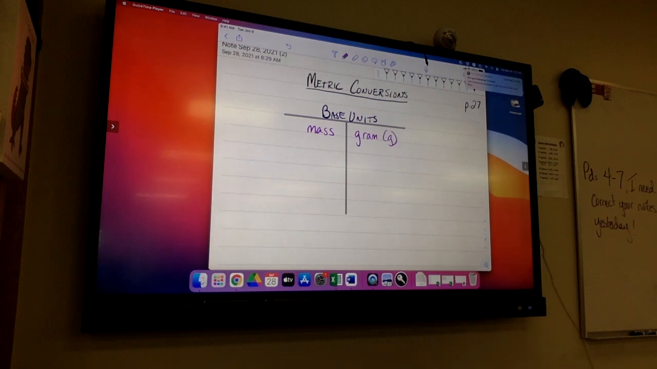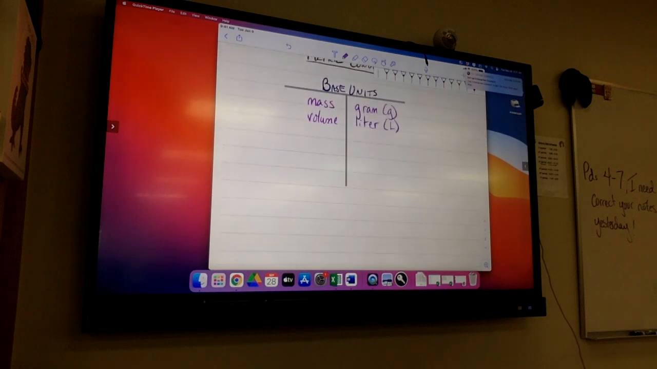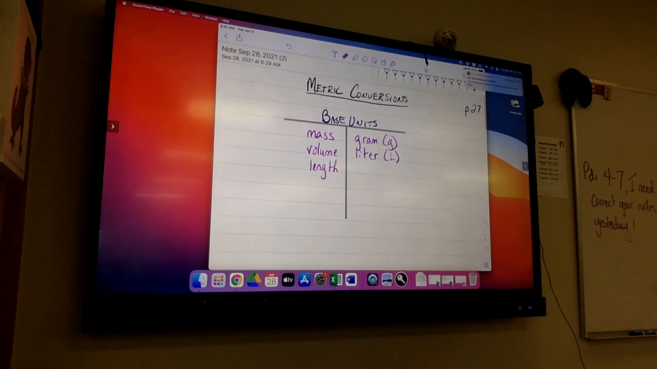The unit for volume is liter, abbreviated uppercase L. The unit for length is meter, abbreviated lowercase m. And the unit for time is second, abbreviated s.